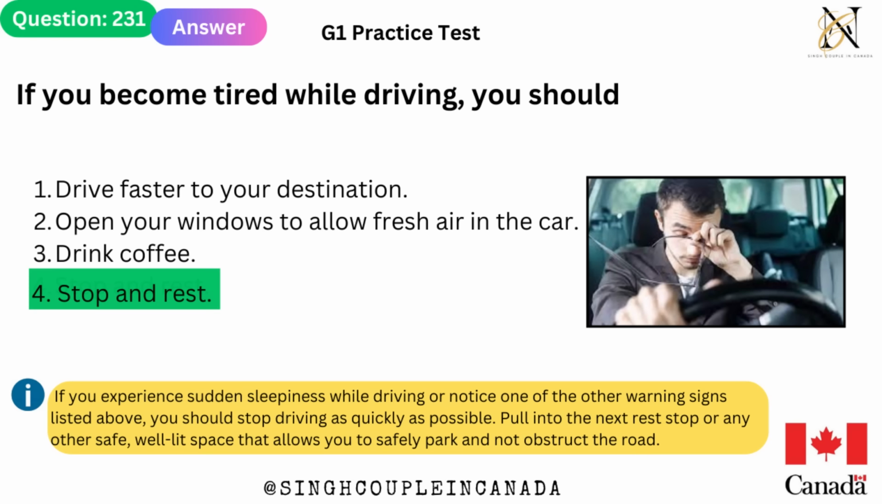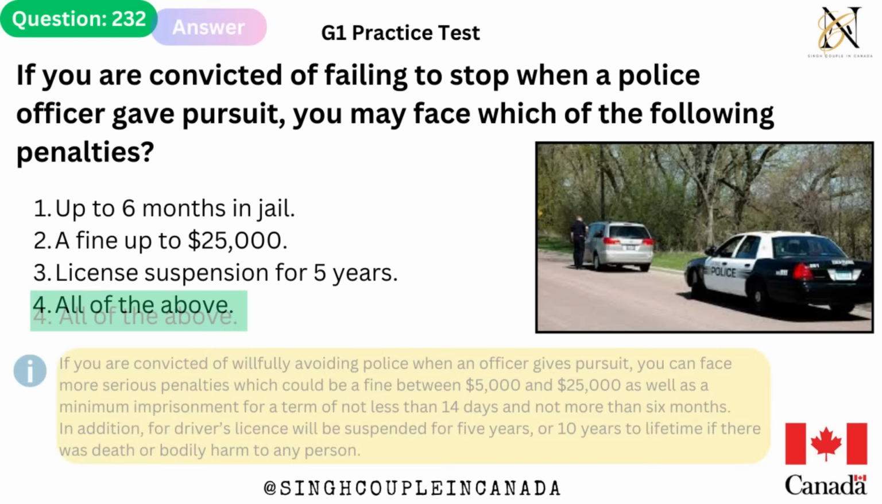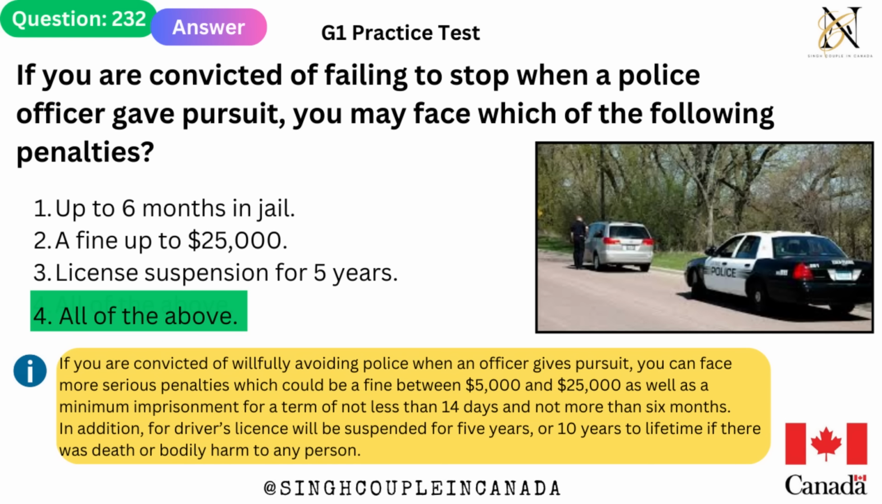If you are convicted of failing to stop when a police officer gave pursuit, you may face which of the following penalties? 1. Up to 6 months in jail. 2. A fine up to $25,000. 3. License suspension for 5 years. 4. All of the above. The answer is 4. All of the above.